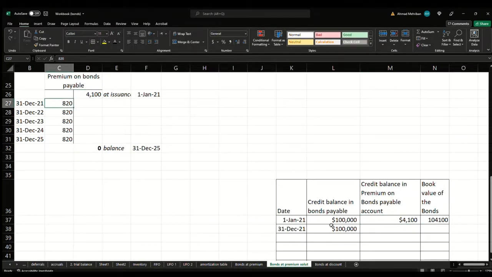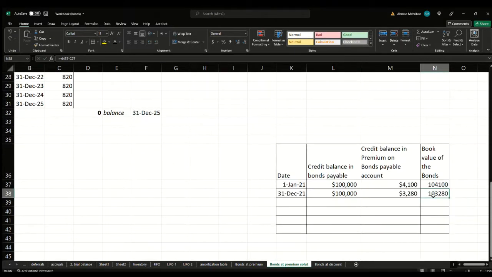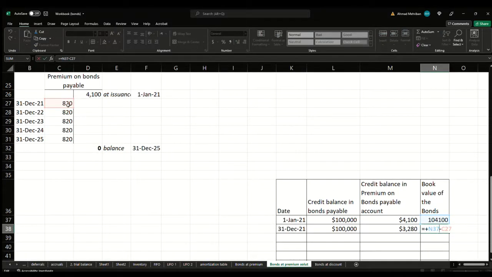then we debited 820. So if I use a formula, minus this 820, it gives me the balance of 3,280. So the book value will change as well, to 103,280. How do we calculate that? It is the book value of the bonds minus the amortized value of the premium on bonds payable, and that brings us at the end of the first year to a new book value of our bonds of 103,280.